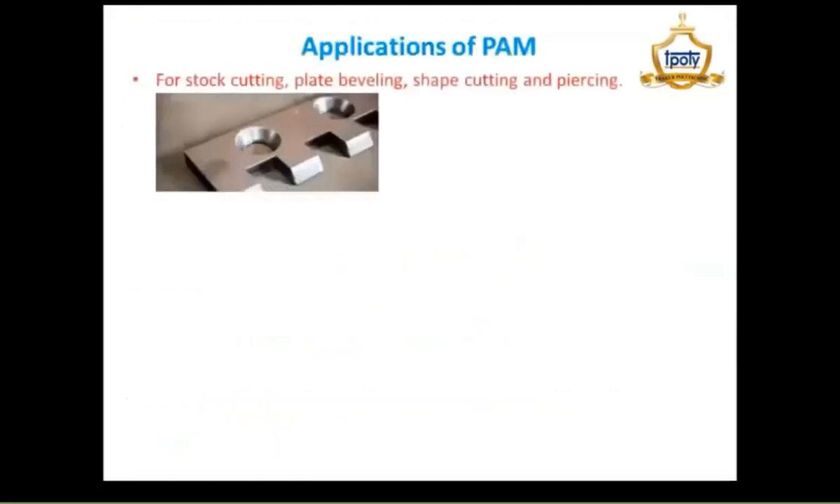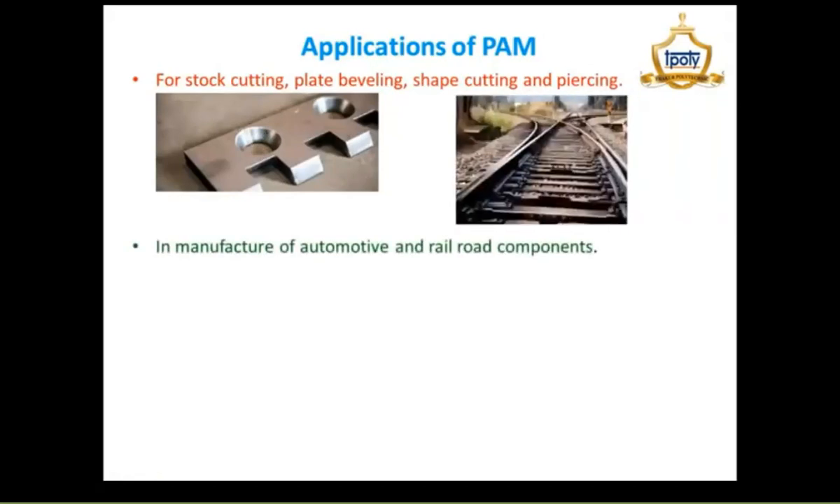So, application of the plasma. Here I show the application for stock cutting and beveling. So this is the beveling. We can do the beveling operation by using this plasma. Again, you can see here the hole. You can shape the cutting, or even, this is called piercing. Okay, so when we are cutting the hole there, in manufacturing of automotive and railroad components, what are the components which are required in the railway? It is possible to manufacture them by using this plasma.